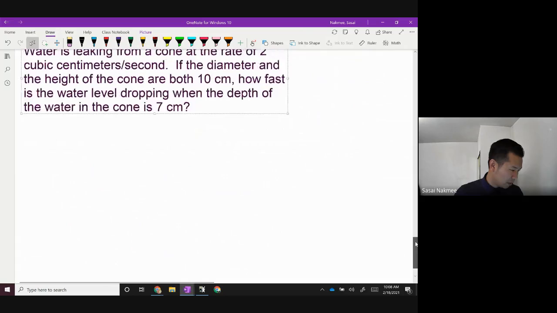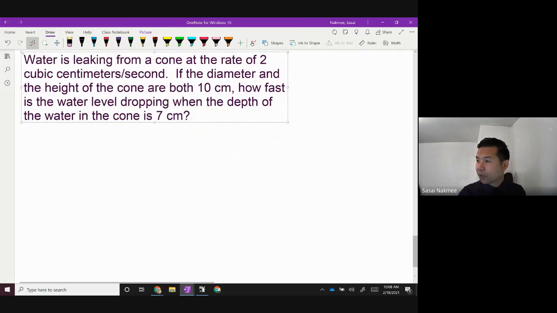Okay, so water is leaking from a cone at a rate of 2 cubic centimeters per second. If the diameter and the height of the cone are both 10 centimeters, how fast is the water level dropping when the depth of the water in the cone is 7 centimeters?